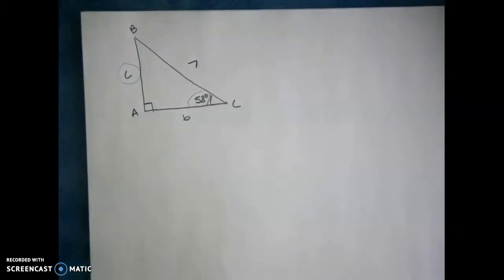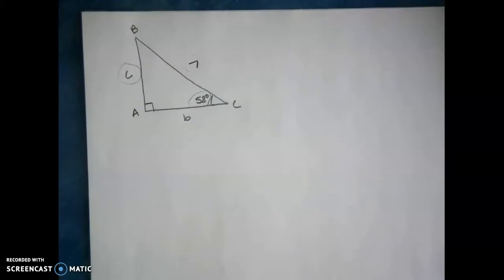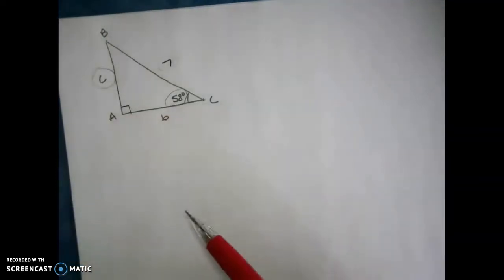Well, we have a right triangle here. We can't use the Pythagorean theorem because we're only given one side, so we're going to use one of our trig ratios. Let's try sine first. Okay, so we're solving for C here.